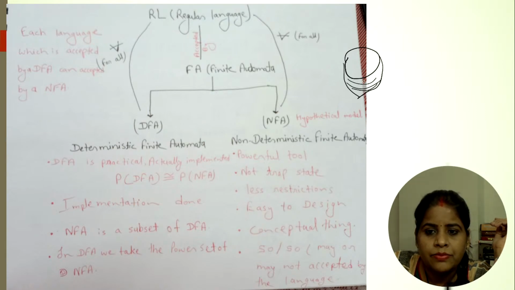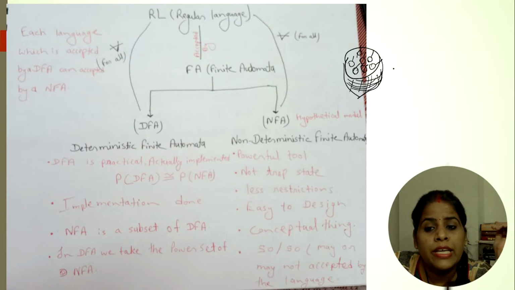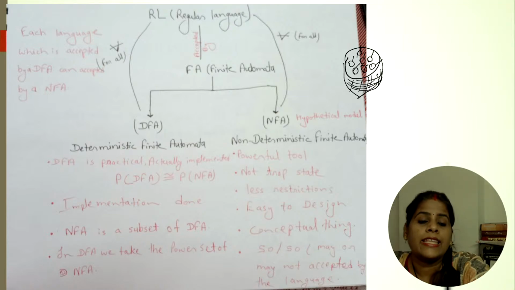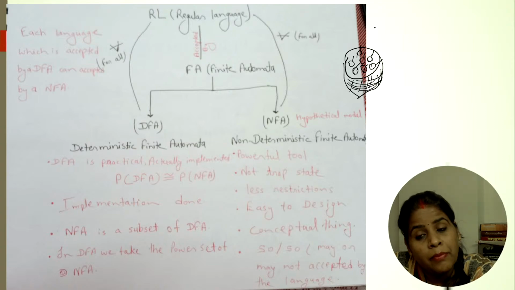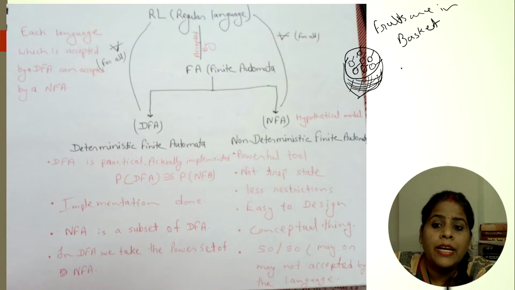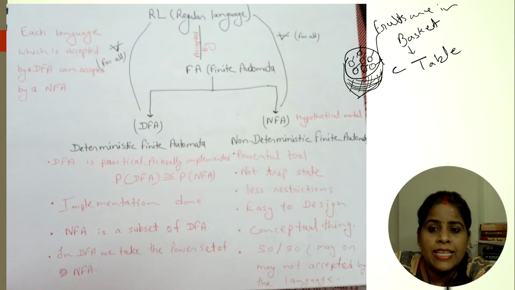There is a basket. This basket is full of fruits. Okay, there are so many fruits there. Now if this basket belongs to my table, if this basket is on my table, then can we say that the fruits are on the table? Okay, the fruits are in the basket, and the basket is on the table.